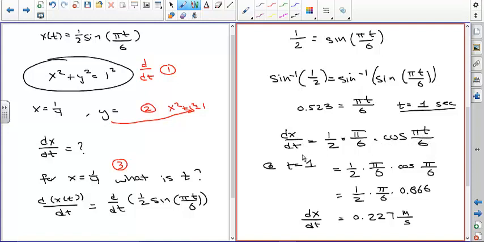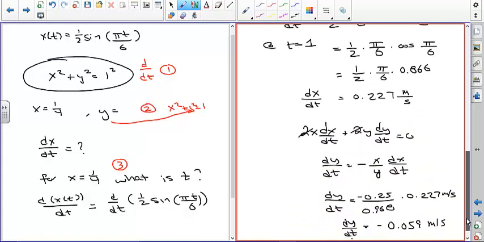So that's dx/dt, and then I found out that I was at t equals 1 second, so I plug in t equals 1 here, so I get the cosine of pi over 6, which is the square root of 3 over 2, which is 0.866, so I multiply all that out, and I get 0.227 meters per second. So that's dx/dt, if I did that right, 0.5 times pi divided by 6 times 0.866.